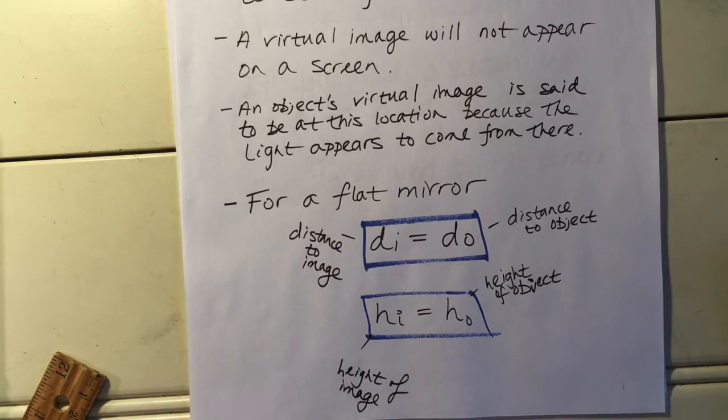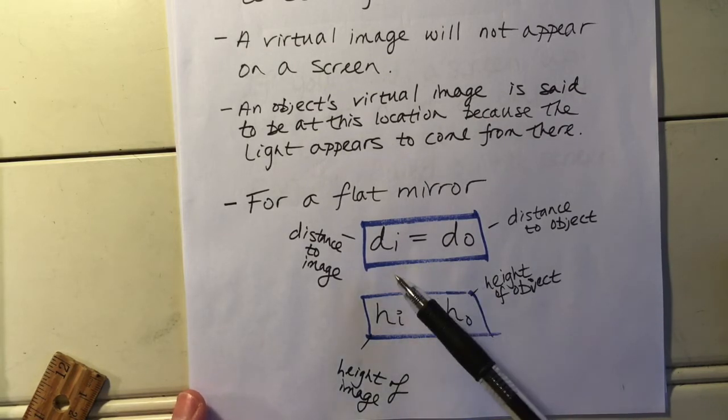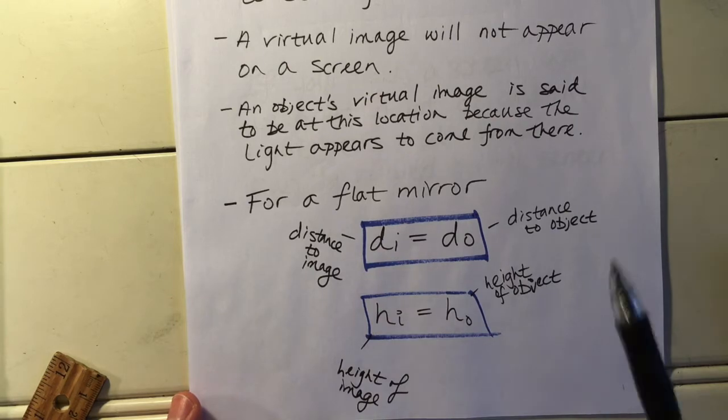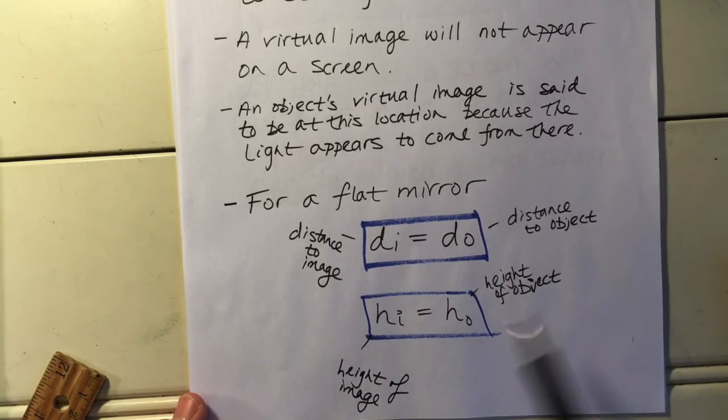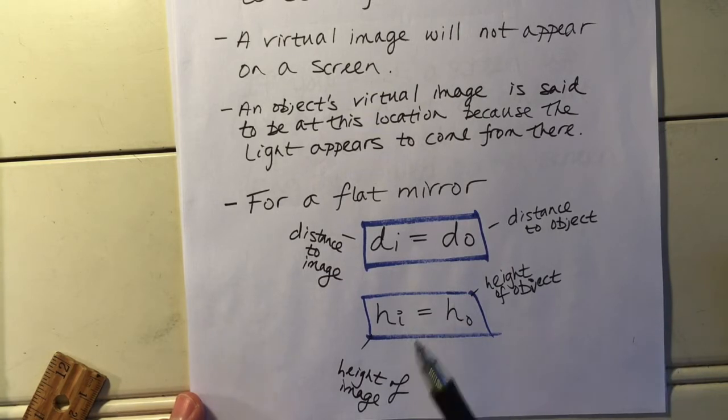Okay, so there are actually different variables that textbooks sometimes use. I think they use p, q, and r, or p and q at least. And I think d sub i, d sub o, h sub i, h sub o is just way easier, so I stick with those. All right.